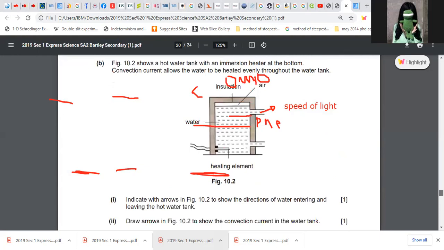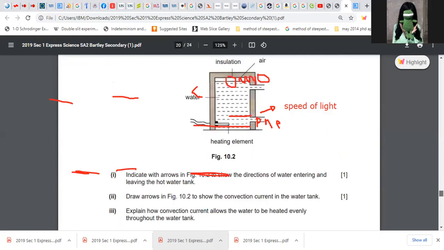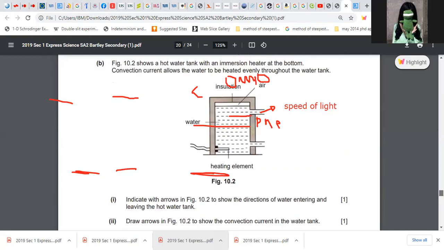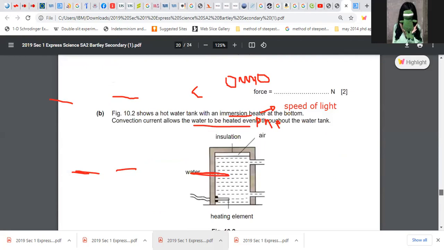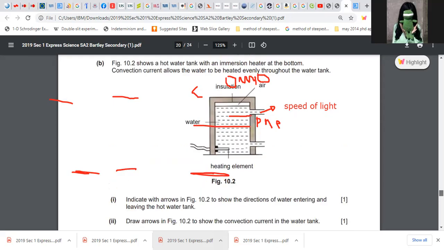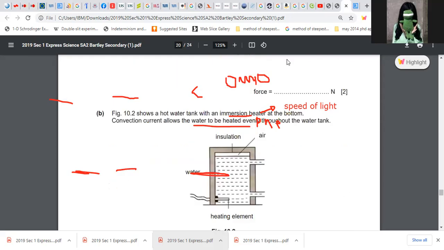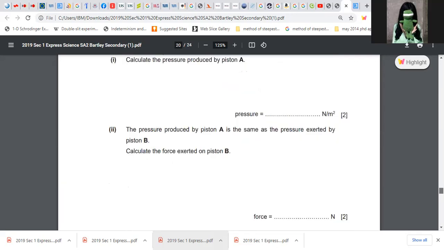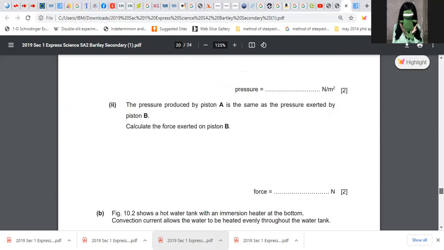27A. Wait, the question, the part I also not sure how to answer. Question 10, which part? Part B, the third part. The one that says explain.